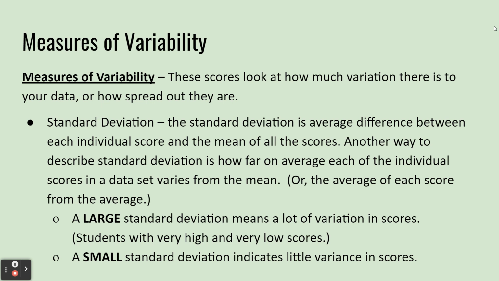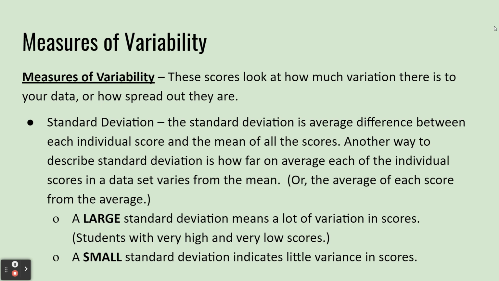Standard deviation is something that you do not have to calculate in this class, but you do need to understand how it works. The standard deviation is the average difference between each individual score and the mean of all of the scores. So another way to describe standard deviation is how far on average each of the individual scores in a data set varies from the mean. So some people call this the average of each score from the average.